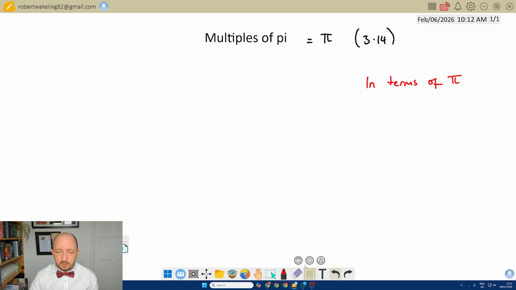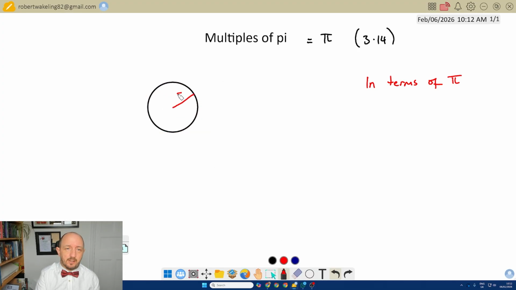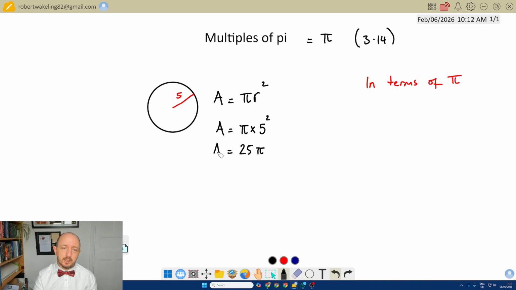So let's do a quick example. Let's have a circle that's got a radius of 5, and we work out the area. Okay, you need to know this formula off the top of your head. Pi r squared for the area, so the area is pi times the radius squared. So 5 squared is 25, times pi, would look something like this: 25 pi. So we've left the pi in.